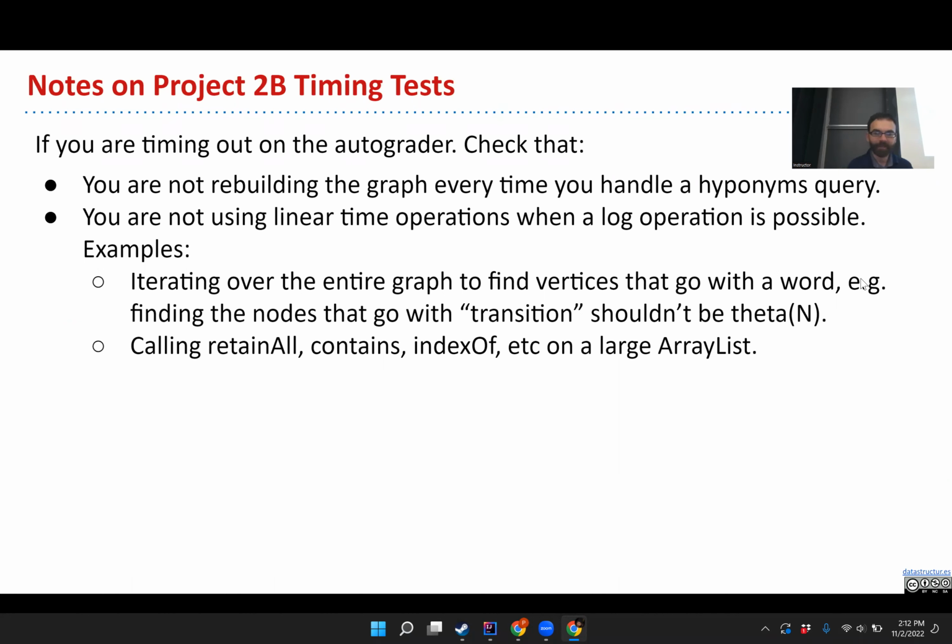So for example, if someone says transition, you shouldn't iterate over your entire graph. Do something faster. There's also issues I've seen where someone does retain all, contains, index of, etc. on a large array list. Try and use map, set, something else where you expect to get log time. But I'd say between these two top tips, you're likely to fix any of your issues.